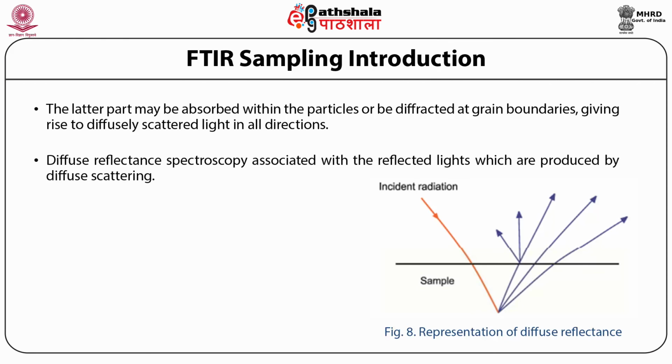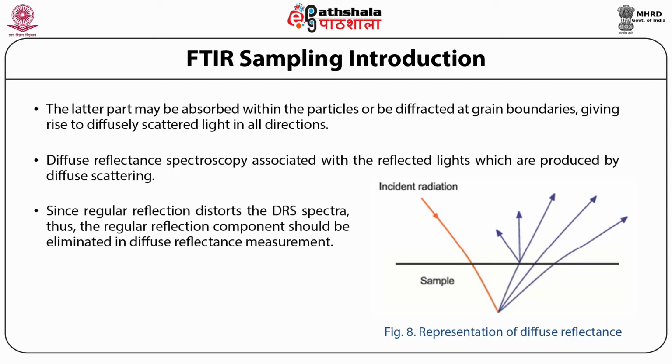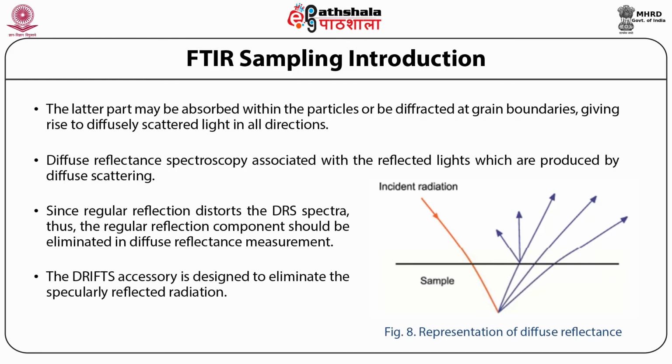So, diffuse reflectance spectroscopy is associated with the reflected lights which are produced by diffuse scattering as depicted in this figure. Now, since regular reflection distorts the DRS spectra, the regular reflection component should be eliminated in diffuse reflectance measurement. So the DRIFTS accessory is designed to eliminate the specularly reflected radiation.